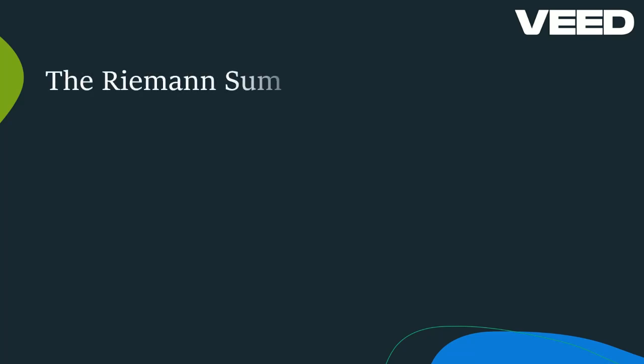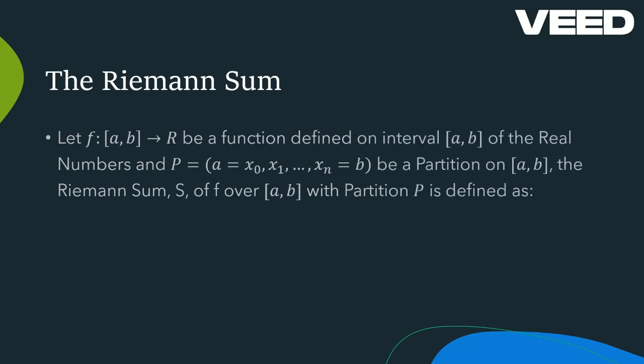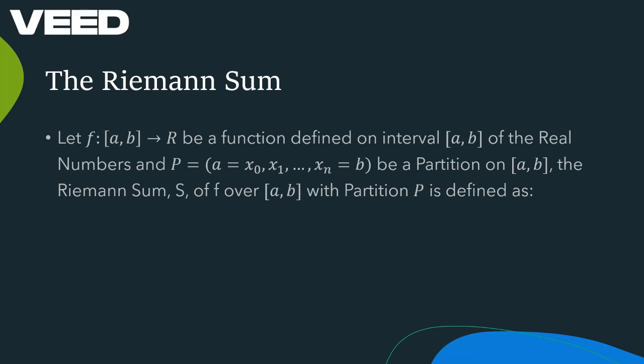The Riemann sum. Let f be a function defined on the interval a to b mapped into the real numbers, and P be a partition on that interval. When we partition the interval into endpoints, we obtain subintervals. And the Riemann sum of f over the interval is defined as follows.